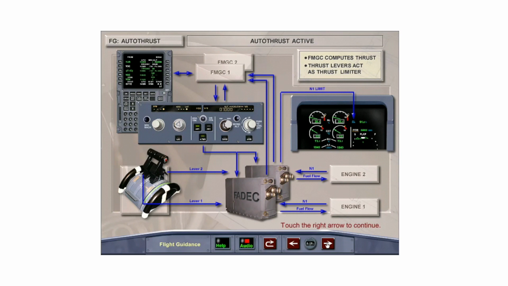With auto thrust active, the thrust levers remain fixed and do not move as engine thrust varies between idle and the upper N1 limit.